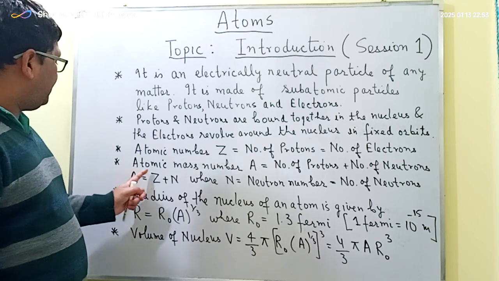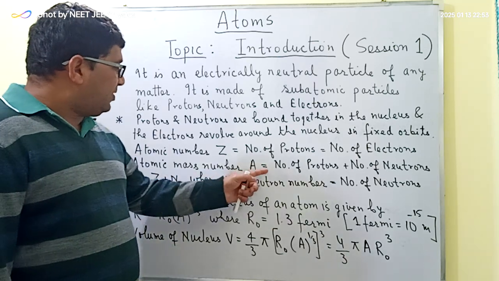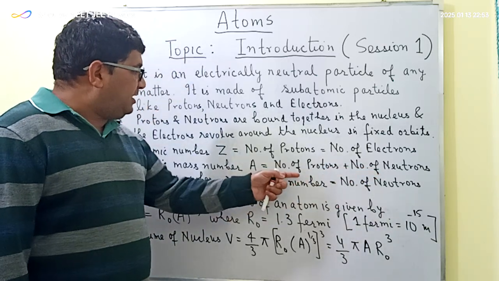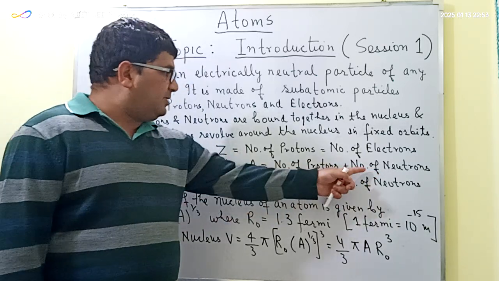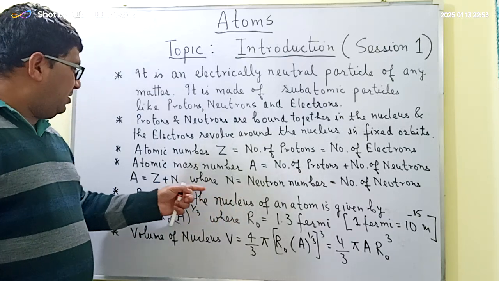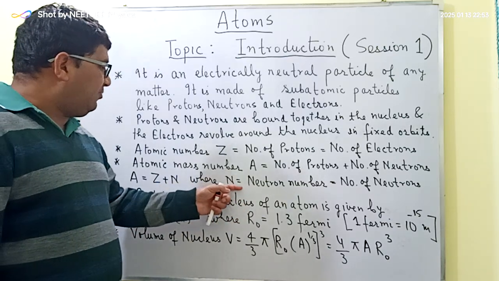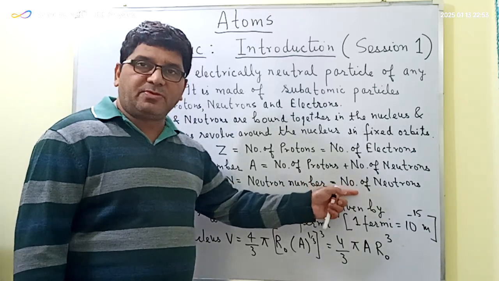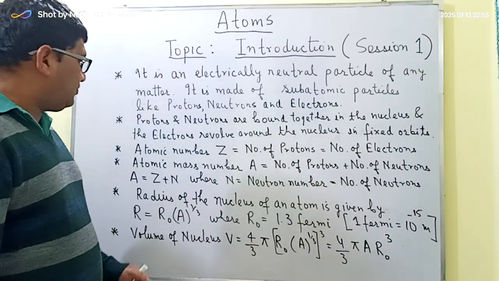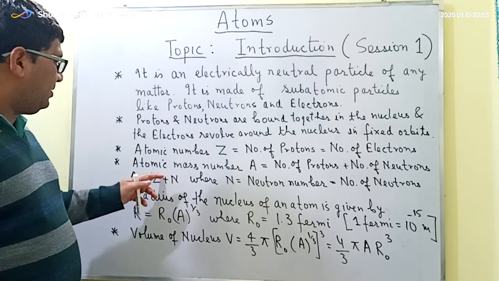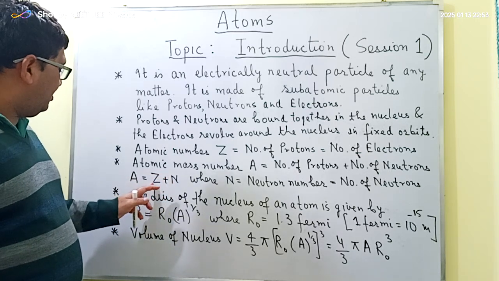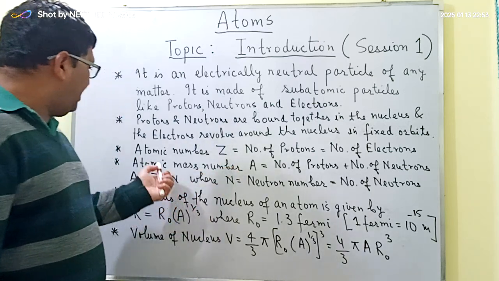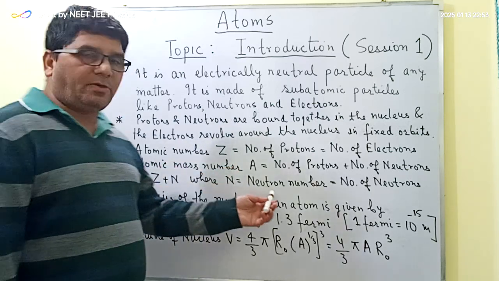The fourth point is that the atomic mass number A is equal to the number of protons plus number of neutrons. So here the number of protons is equal to Z and the number of neutrons is depicted by capital N, which is also called the neutron number. The neutron number is basically equal to the number of neutrons which are residing in the nucleus of the atom, and so A will be equal to Z plus N, where A is the atomic mass number, Z is the atomic number, and N is the neutron number.